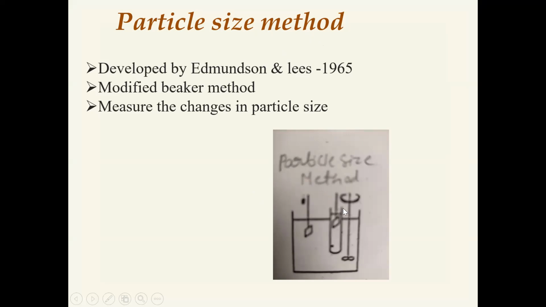Here we induce vigorous agitation. In the particle size method, we are inducing vigorous agitation to suspend the particles that are undergoing dissolution. In the particle size method, we measure the changes in particle size. This is the modified beaker type of method, where we use vigorous agitation to suspend the particles undergoing dissolution. This is about the particle size method.